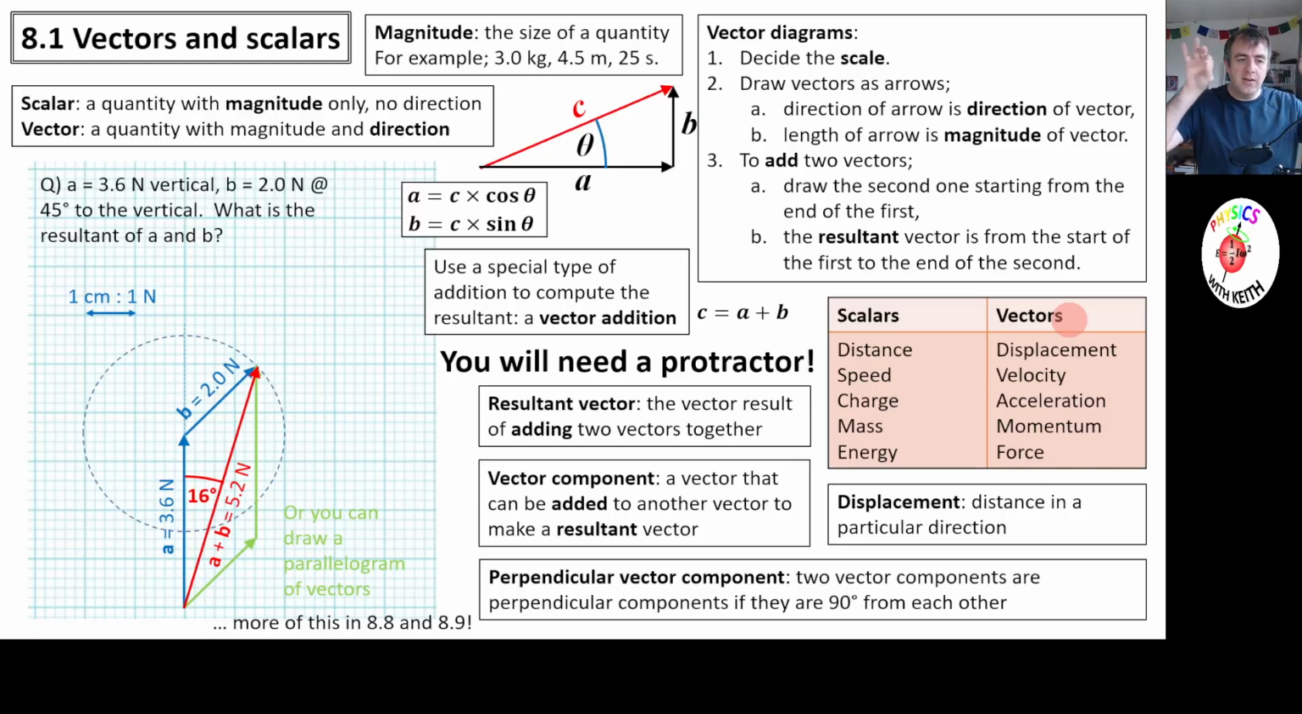But that's in one dimension. That's along a single line. What if our displacements are not one-dimensional? So let's look at this diagram here. Let's imagine that I'm displaced horizontally, and then I'm displaced vertically.